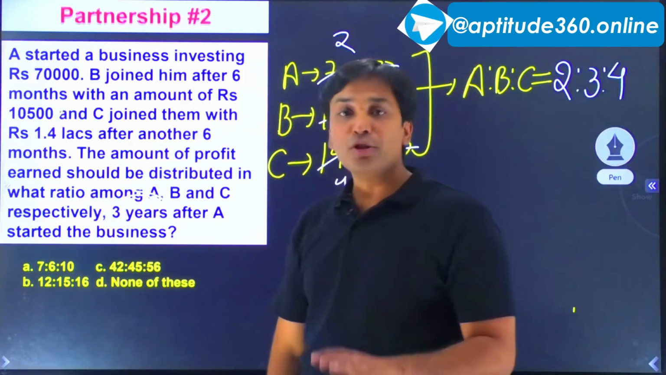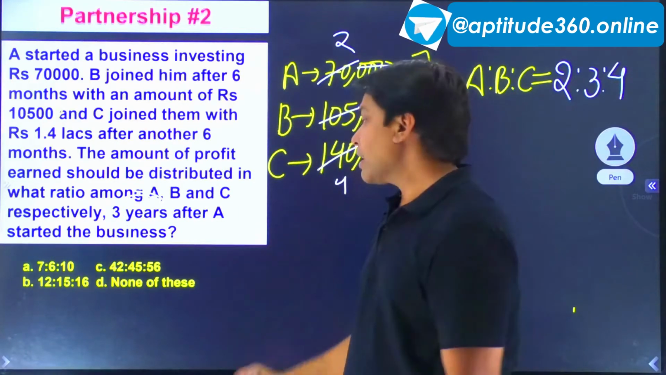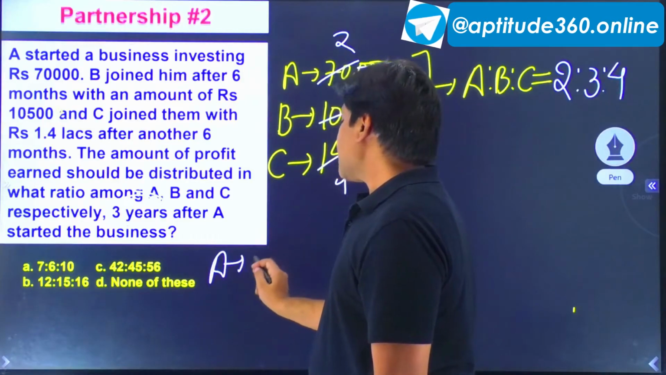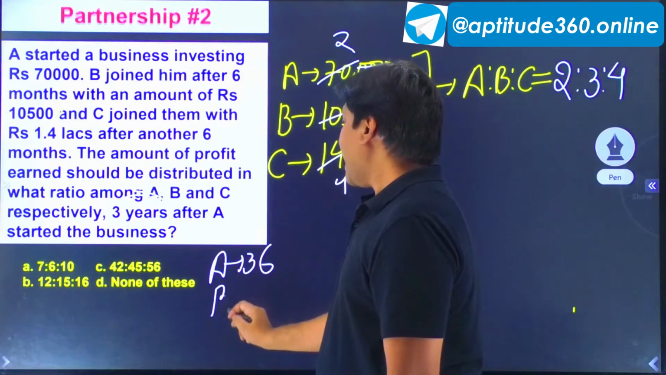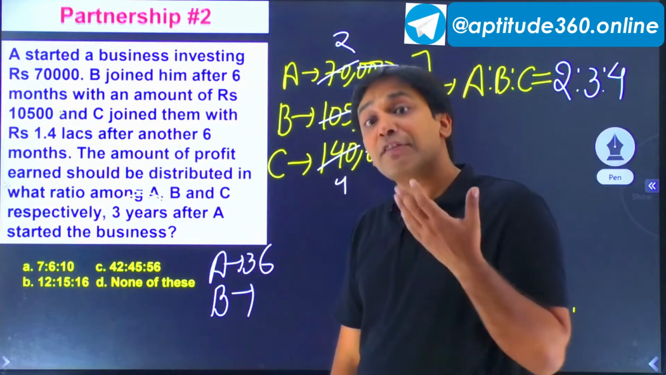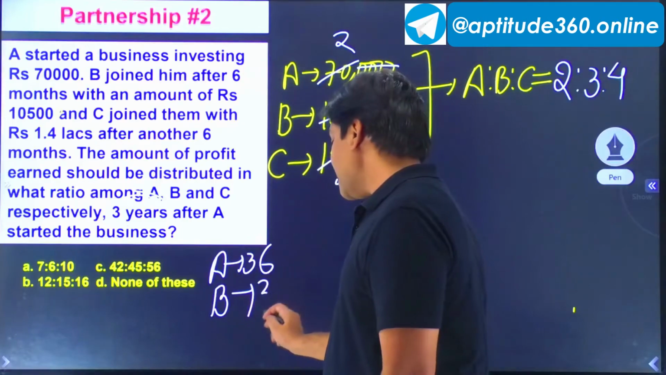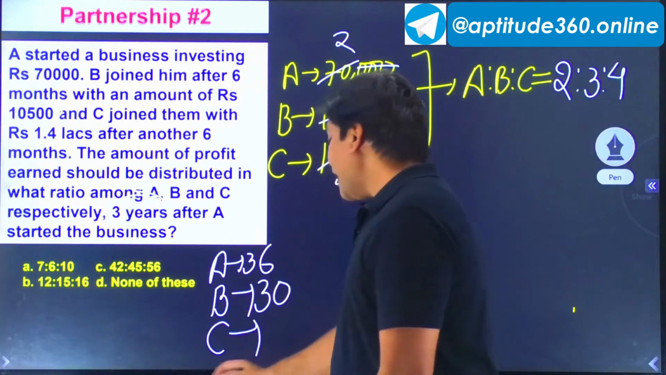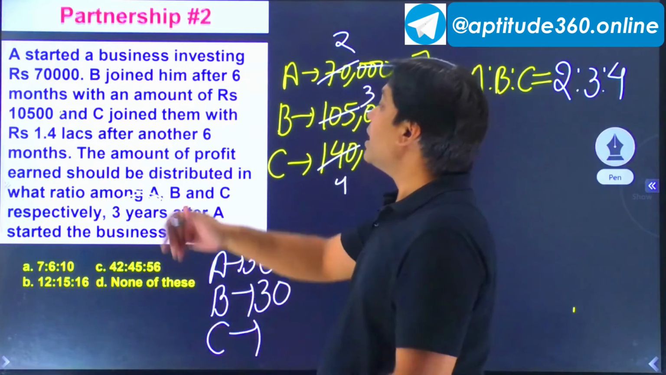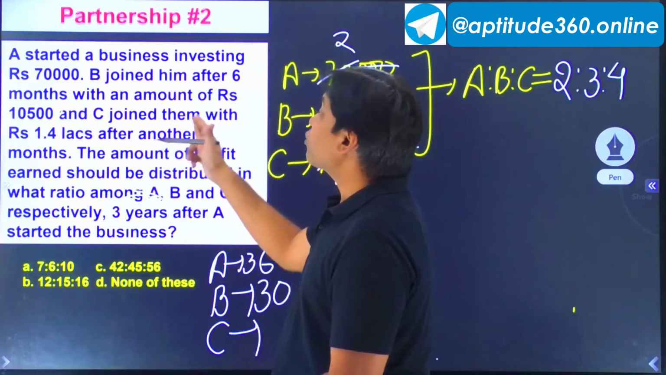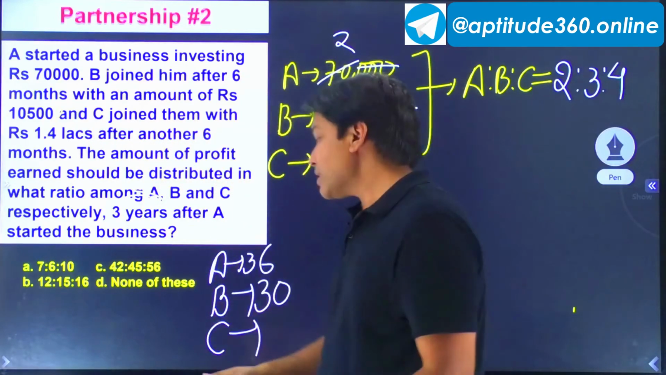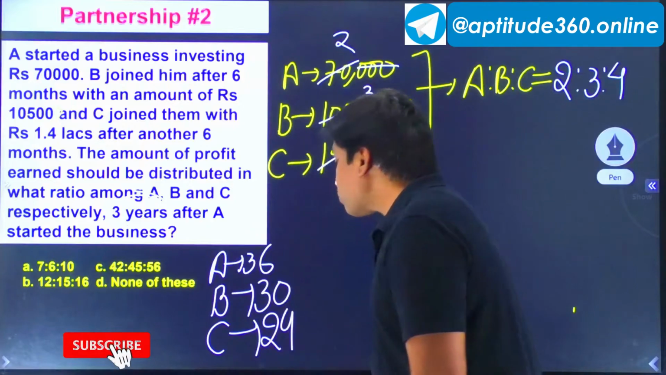Now, A started the business. This business is for 3 years, which is 36 months. A is in the business for 36 months. And B joined him after 6 months. So B is in the business for how many days? 30 months, isn't it? And C is in the business for how long? C joined him with 1.4 lakh rupees after another 6 months. So C is going to be in the business for 24 months.